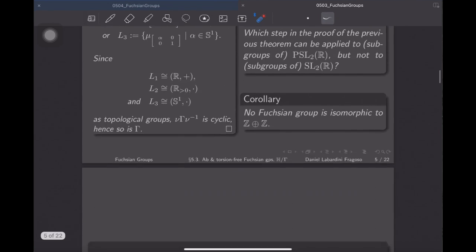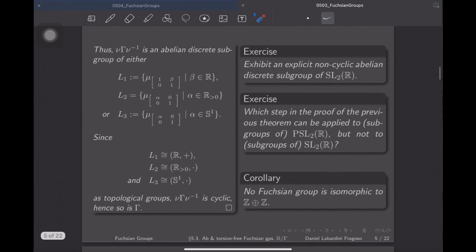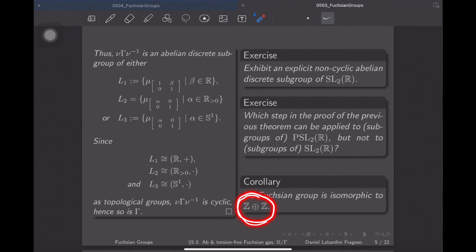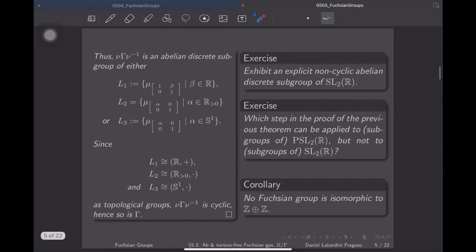And in particular, there is no Fuchsian group isomorphic to Z squared, which later on, when we speak about the fundamental group and covering spaces, will tell us something. It will tell us that the compact torus cannot be achieved as a quotient of the hyperbolic plane by a Fuchsian group.